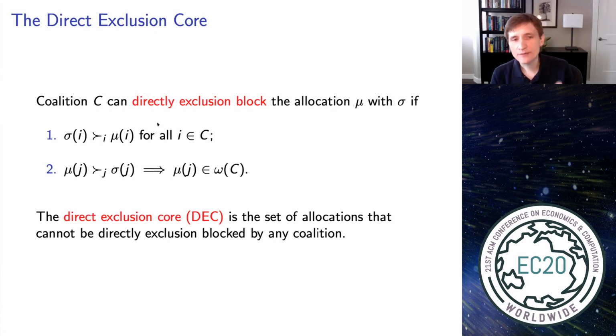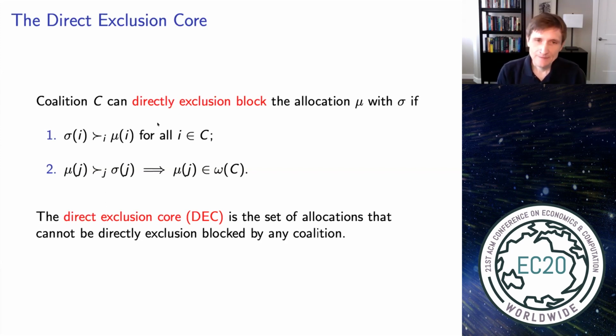And we define the direct exclusion core as the set of allocations that cannot be directly exclusion blocked by any coalition. Okay. Now this solution here has some nice properties. Okay, so it's actually stronger than the weak core. It's going to be non-empty in the class of models that we study. And actually in the kingdom example, it picks out the two intuitive outcomes that I briefly highlighted.